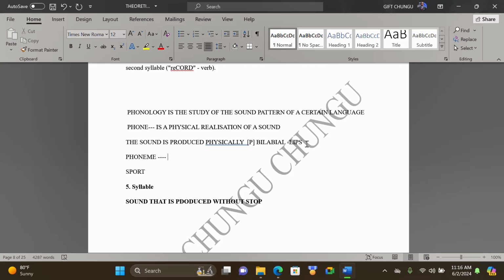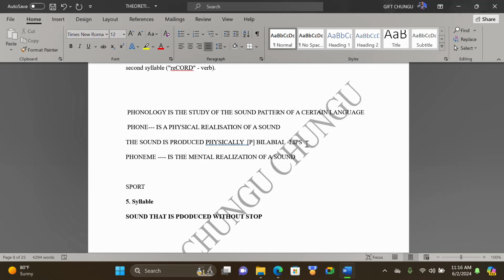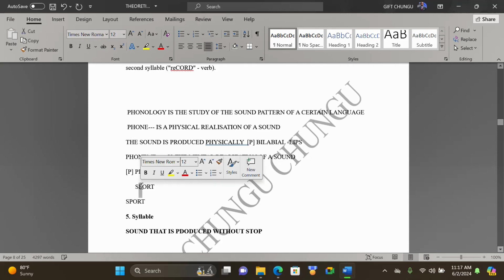And then another term that we have in phonology is what we call phoneme. When we are looking at phoneme, what we are looking at is the mental realization of a sound. So when we say mental realization of a sound, for example, we have this same phone. So this phone can actually be realized differently mentally. What you can see, for example, we have plot, and also we have what we call spot. So these two are just one phoneme. This is a phoneme. This is also a phoneme.